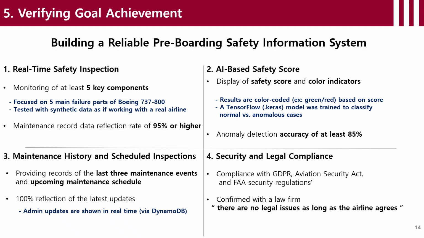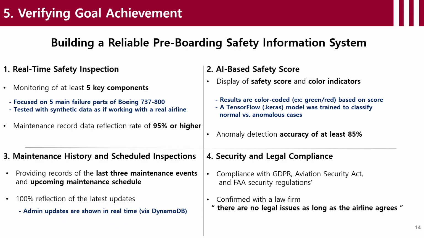Now, I will briefly summarize how we achieved our main goal. First one is real-time safety inspection. We monitor 5 key components and reflect over 95% of maintained data. We focused on common failure parts of the Boeing 737-800 using synthetic data for testing.